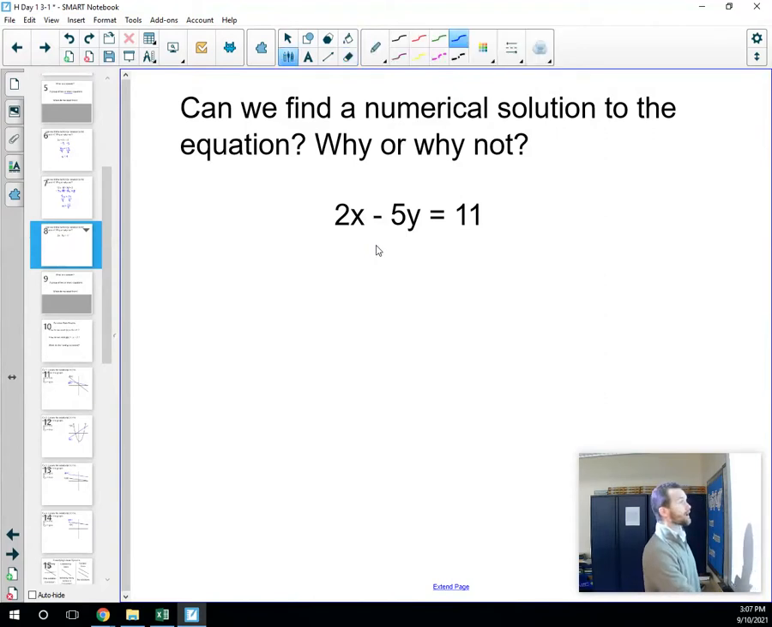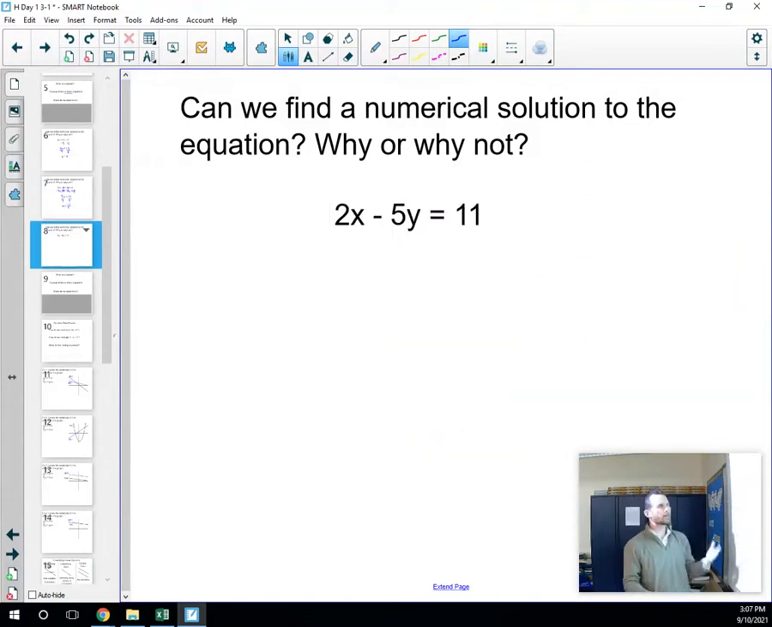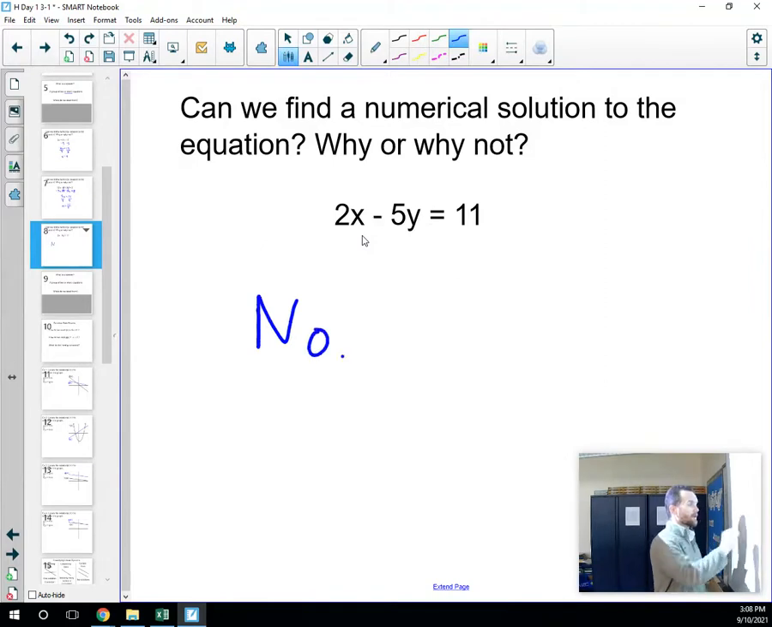So then it's like, oh, maybe we need to combine them like we did in the second one. Here we combine like terms. We combine the 12n and the 3n. Maybe we can do that here. But that doesn't help us because we have a 2x and a negative 5y. We cannot combine them because they're not like terms. So the answer here is no. We cannot find a numerical solution to this equation because we have more than one variable.